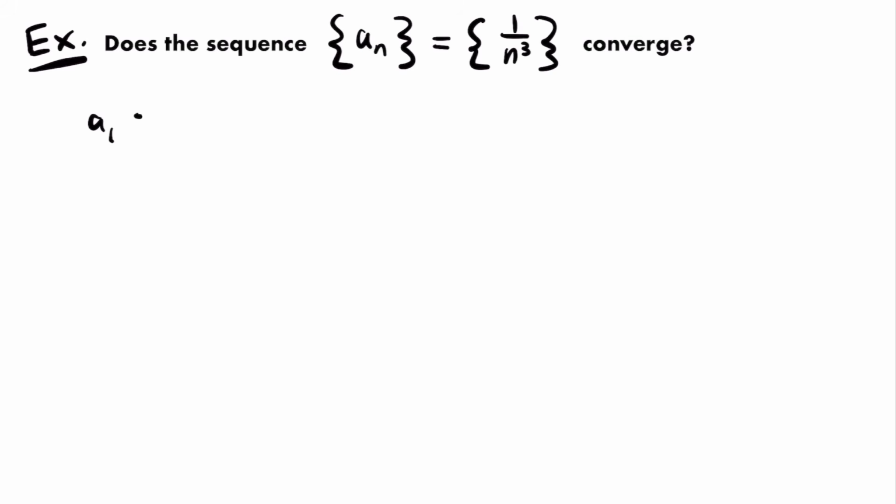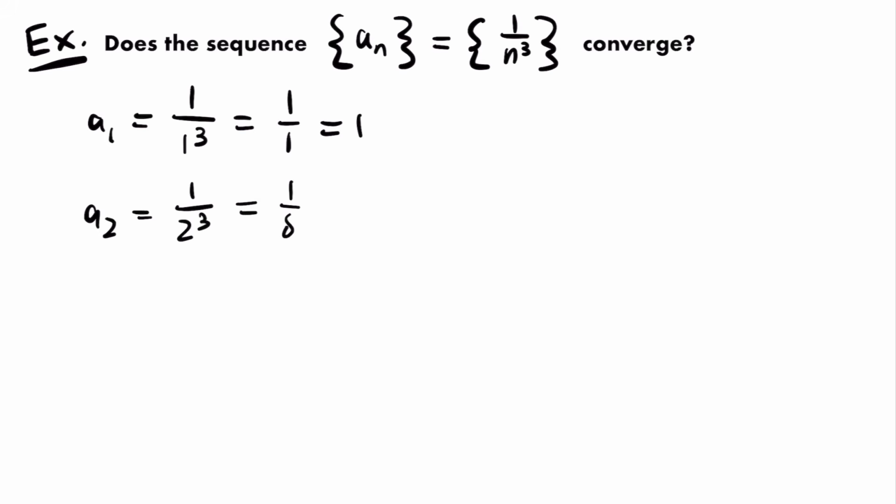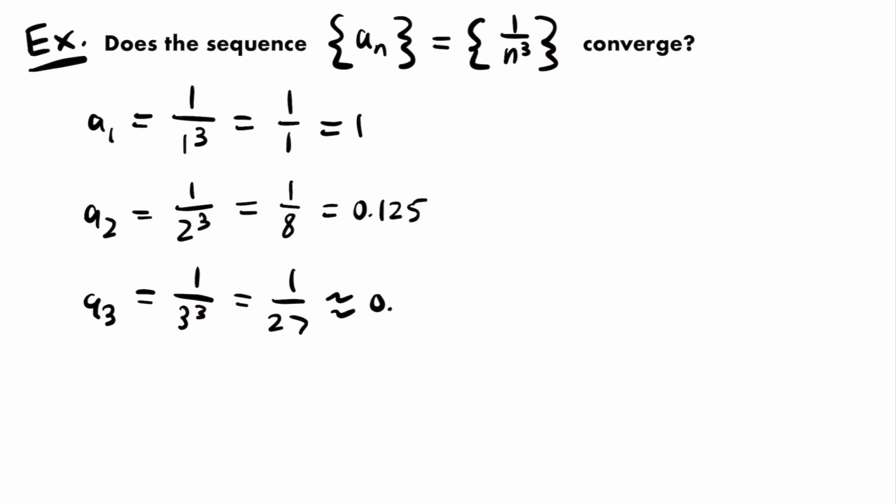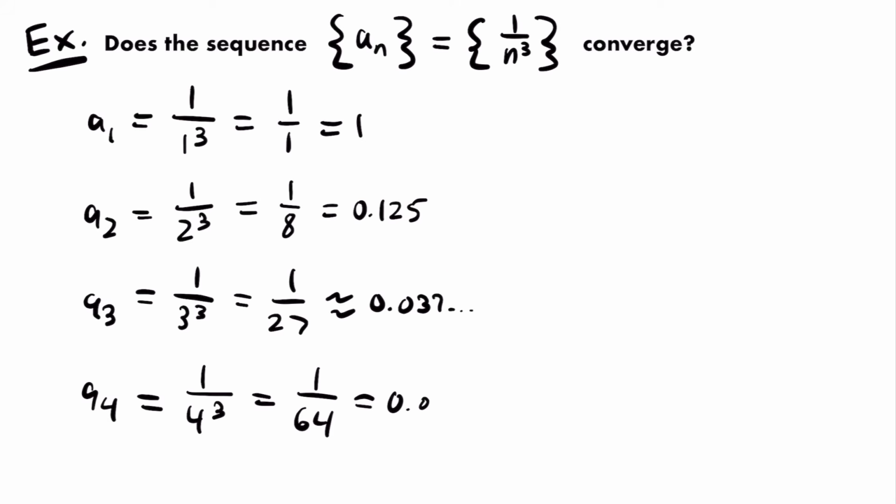So we know that a sub 1 will be equal to 1 divided by 1 cubed, and that will be equal to 1 divided by 1, which is equal to 1. A sub 2 will be equal to 1 divided by 2 cubed, and that will be equal to 1/8, and that is equal to 0.125. A sub 3 will be equal to 1 divided by 3 cubed, and that's equal to 1/27th, and that's approximately equal to 0.037 and some more decimals. And then let's do one more. A sub 4 will be equal to 1 divided by 4 cubed, which is equal to 1/64th, and that is equal to 0.015625.